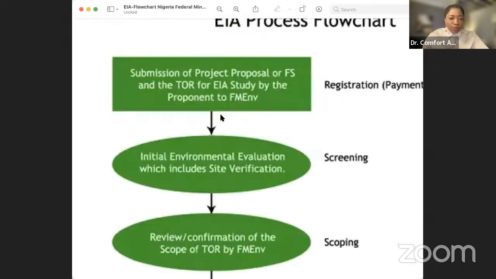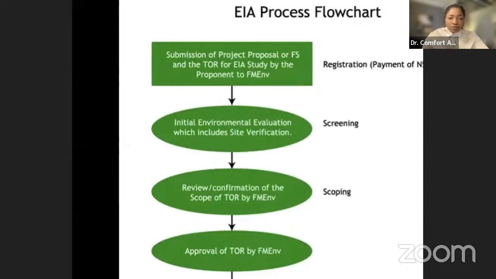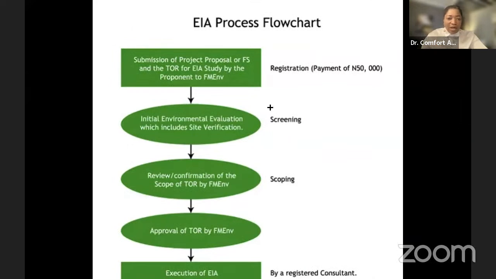So let's go back to our process flow charts, right? So I have explained this point. This is where we submit the form, and then we develop a terms of reference after reviewing the project proposal. And then we submit this to the Federal Ministry of Environment with the payment of 50,000 Naira.